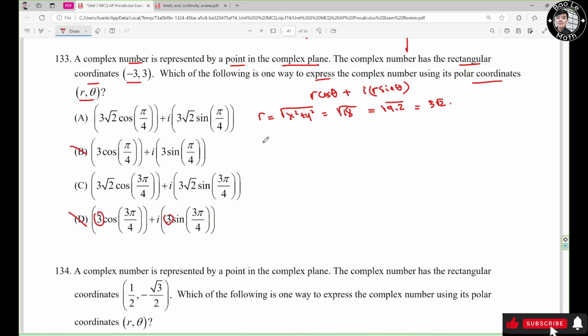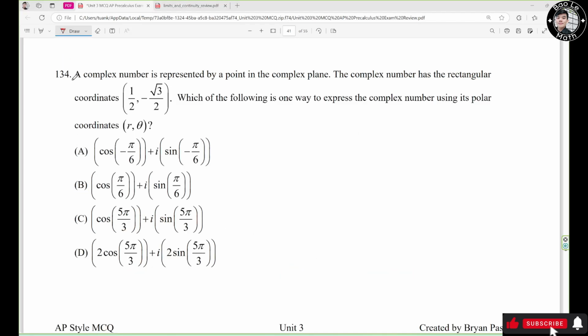Next one, you need to calculate the angle theta. It's going to be tangent inverse of y divided by x, right? So it can be tangent inverse of 3 divided by negative 3. So it's going to be tangent inverse of negative 1, right? So it could be 3 pi over 4. So the angle theta equals 3 pi over 4, right? The answer must be C.